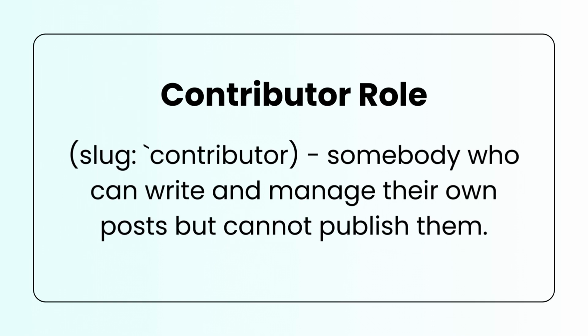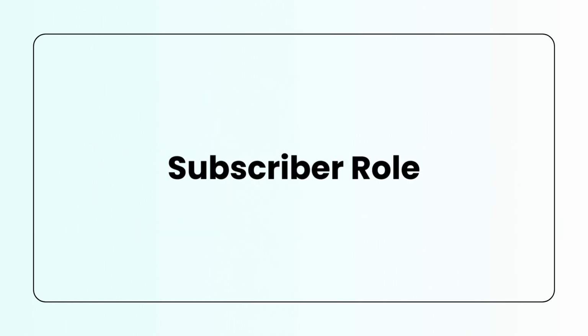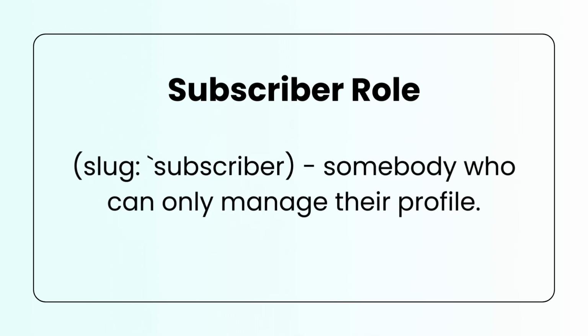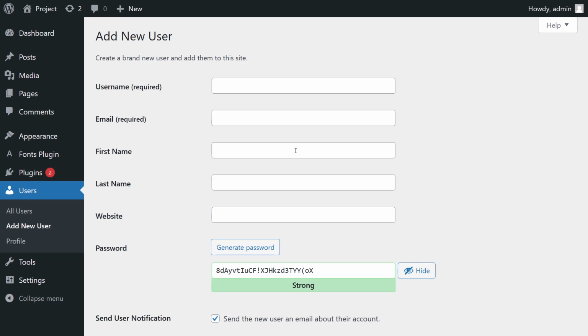So for example, if you are not confident about somebody and you want to publish the post yourself after checking it, you can assign that person the contributor role. The next role we have is subscriber. Subscriber is somebody who can only manage their profile. Okay friends, now we have learned about the roles.